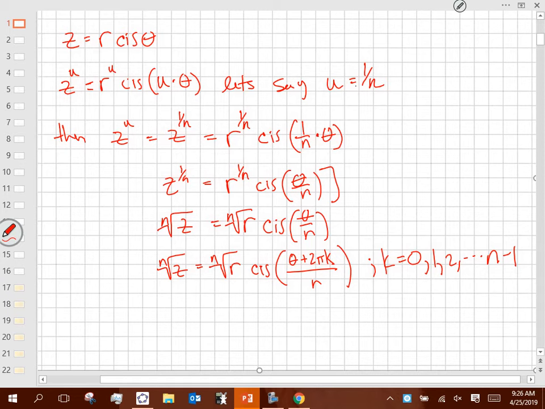So basically this is saying, if I have a complex number like 2 plus 2i, and I take the square root of that, we can do that now. In rectangular form, can't do it. But in polar form, we absolutely can.